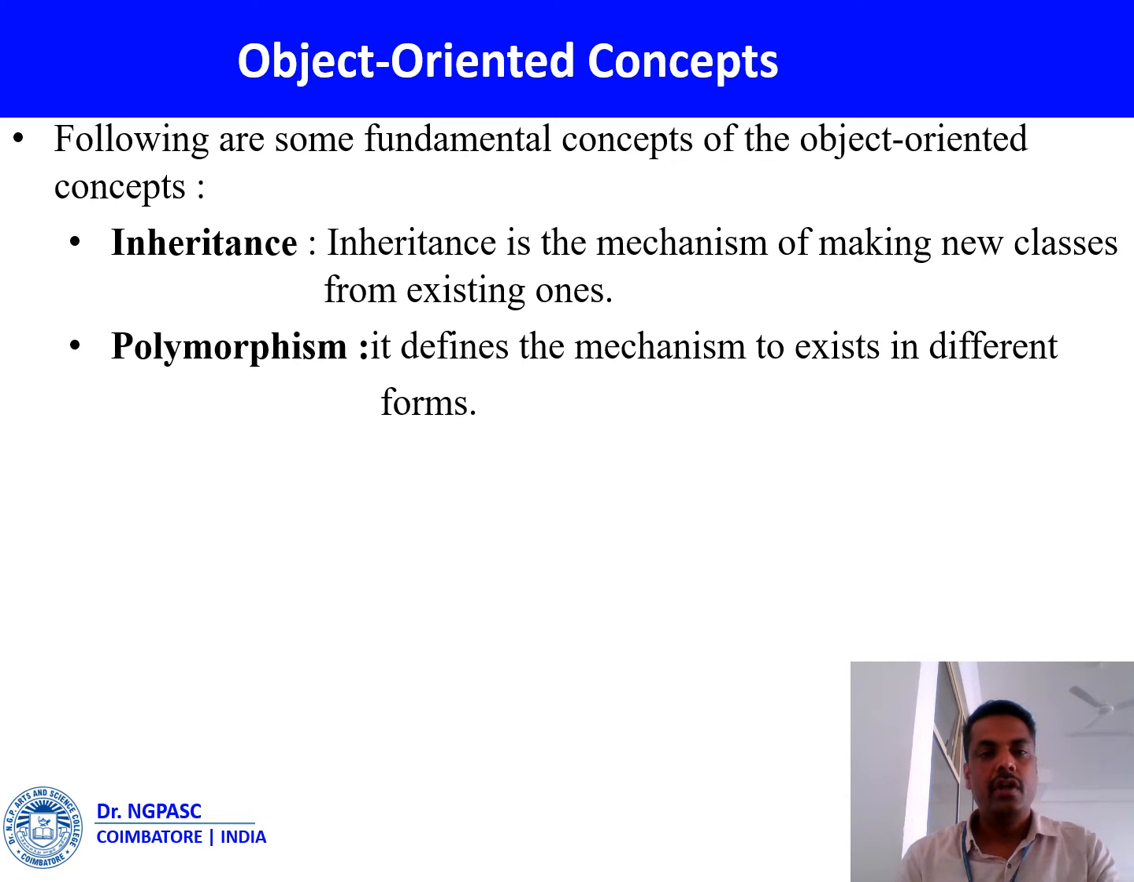The next fundamental concept of object-oriented concepts is inheritance. Inheritance is the mechanism of making new classes from existing classes. Finally, polymorphism. It defines the mechanism to exist in different forms.